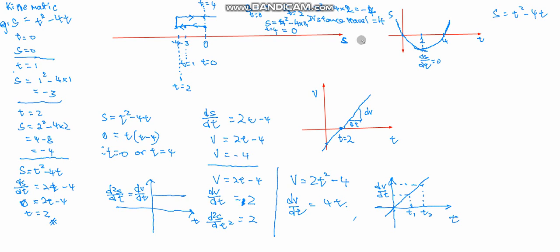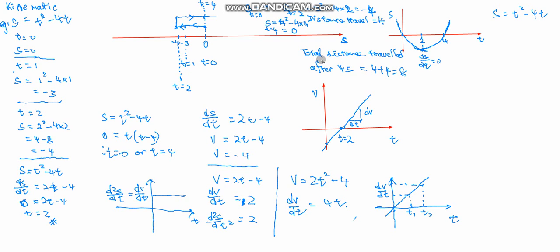So if you want to make a statement, the total distance traveled after 4 seconds is 4 from here to here, and then back to the original, another 4. So it's 8. The distance traveled is 8.